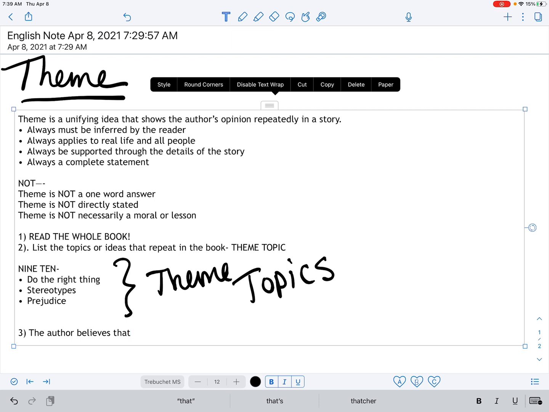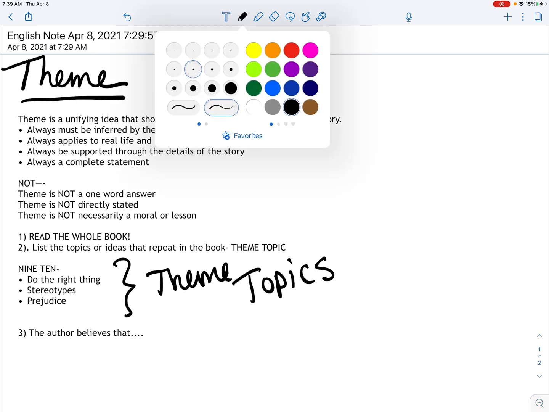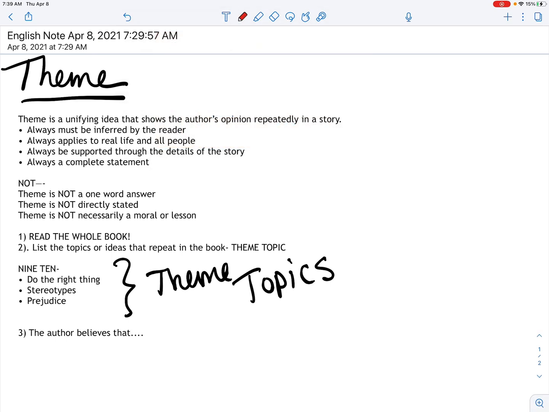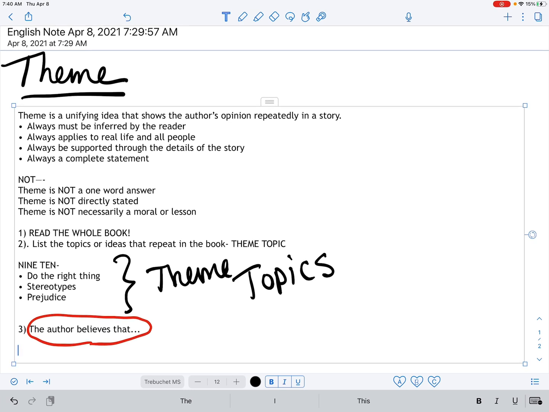So, if our stem is the author believes that, then we just have to fill in the blank. And I just want to point out to you, this stem is going to work for every single story you deal with ever, okay? Whether it's science fiction, realistic fiction, the author believes that is a sentence stem that's going to be able to work for you every single time you read a story and are trying to look for the theme. So, what does the author believe about doing the right thing?